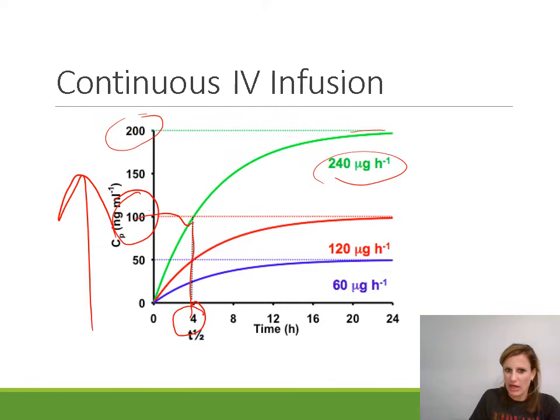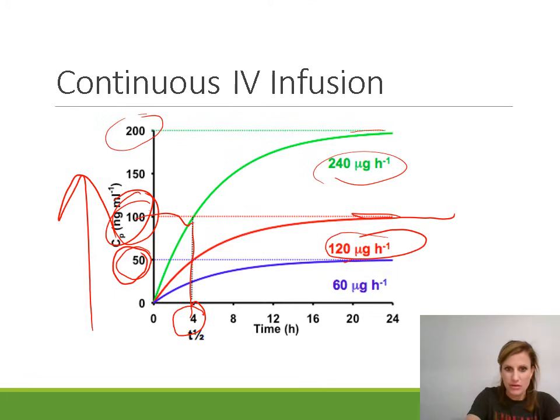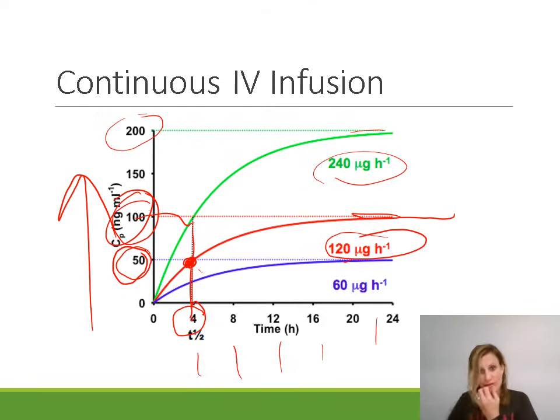We could do that for any of them, right? Like for this infusion rate right here, 120 micrograms per hour, the steady state concentration is 100. Okay, so if we look at how long it takes to get to 50, 4 hours, right? The half-life is the same, so it takes them all the same amount of time to get to steady state, which is about 1, 2, 3, 4, 5 or so half-lives. This shows more like 5 to 6 half-lives. Again, different things will say 4 to 5, 5 to 6. We're going to stick to like 4 to 5 half-lives.